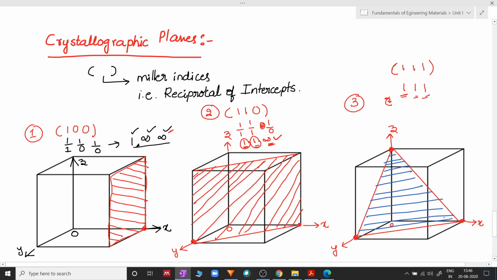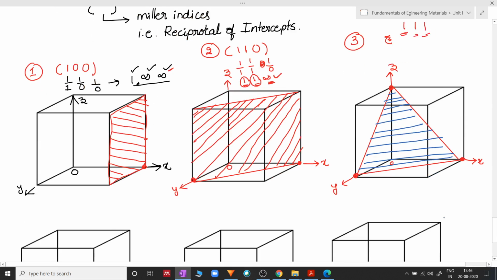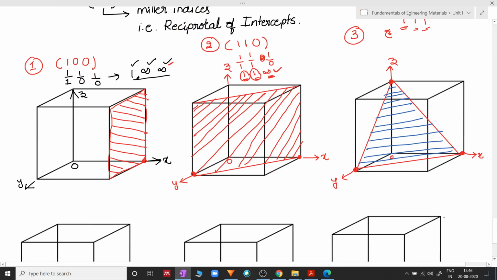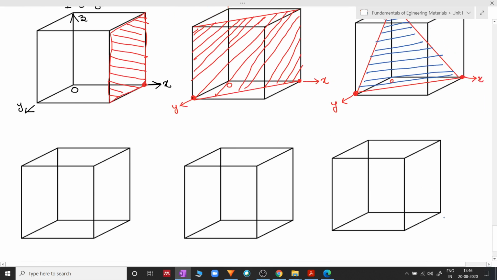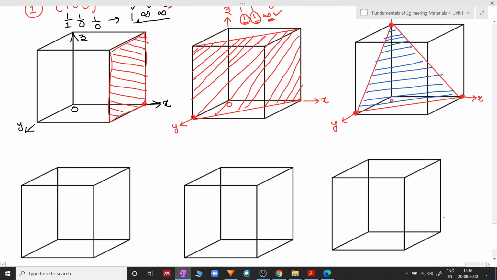Now sometimes the values written in the bracket may be negative. So let us try to see how to represent them. For example, let us write here the fourth example.